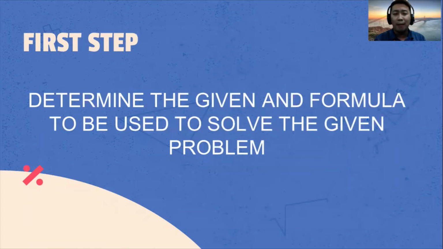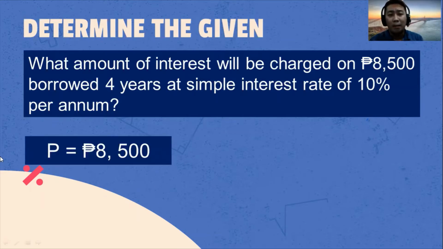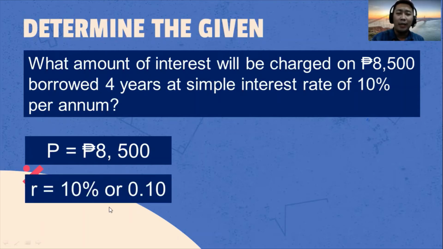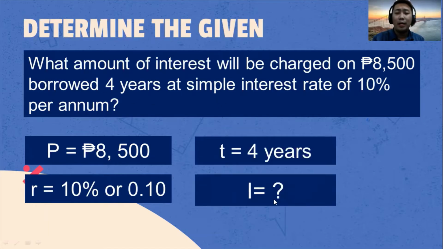Let's now try to solve the problem a while ago. First step, determine the given and formula to be used to solve the given problem. What amount of interest will be charged on 8,500 pesos borrowed 4 years at simple interest rate of 10% per annum? Let us now try to determine the given. We have 8,500, that is the principal amount, the money that being borrowed. We have the rate of interest, that is 10% or 0.10. Time is 4 years. And we are looking for the simple interest.